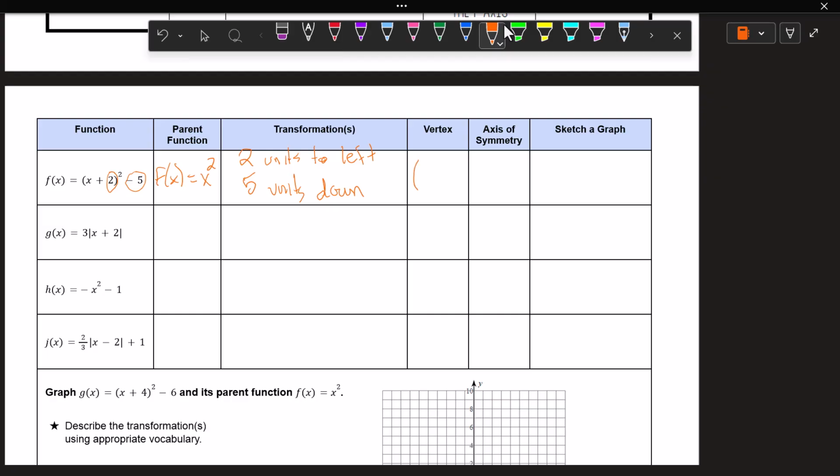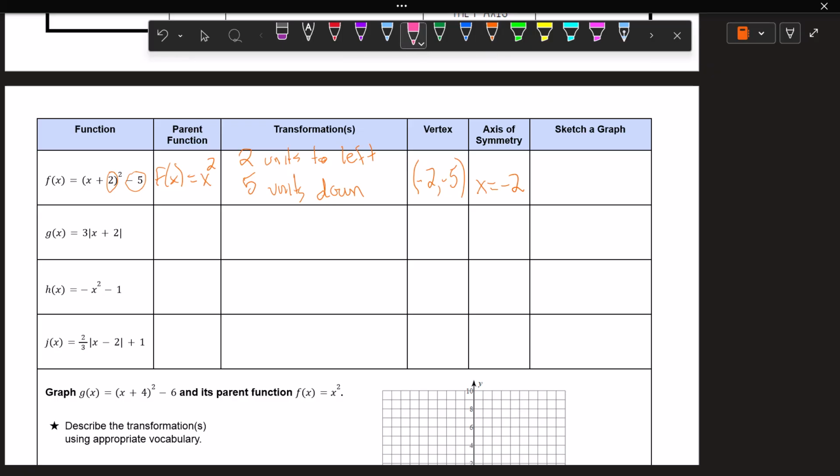So our vertex, again, is the opposite of that 2, so negative 2, and the same thing as that k, that negative 5 chilling at the end. Axis of symmetry is always x equals the x-coordinate of our vertex. I'm not going to sketch a graph.